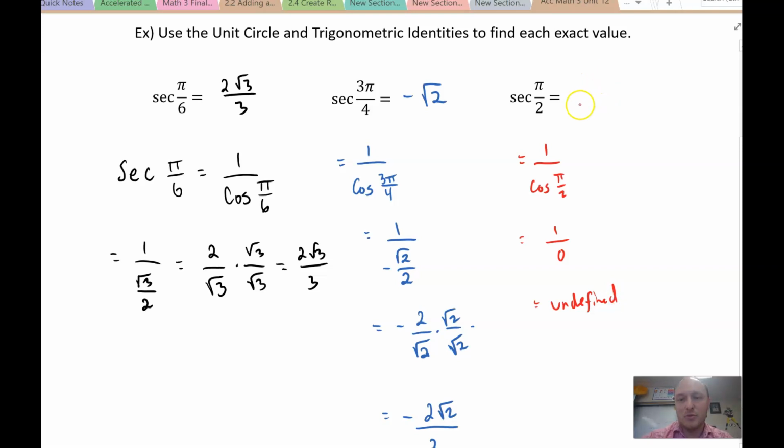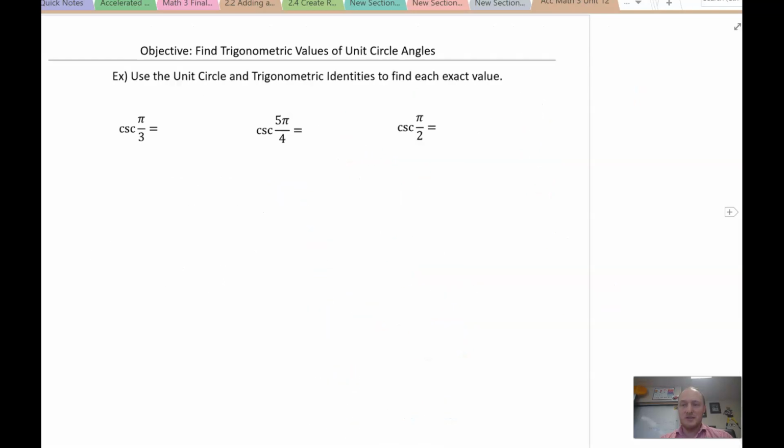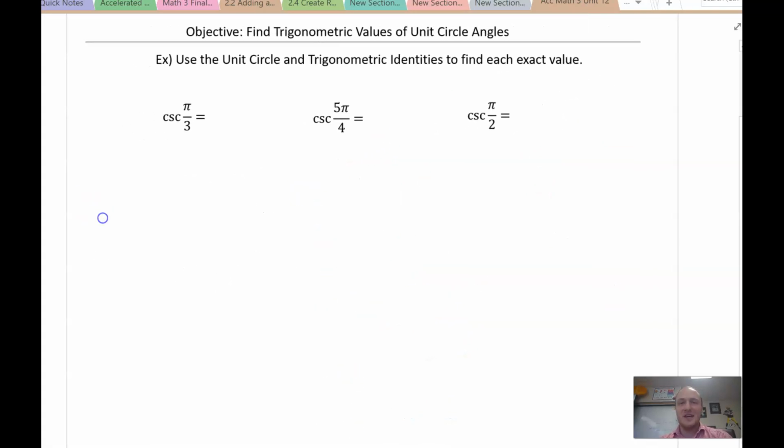Infinity, you'd have an asymptote here, right? So undefined. All right, let's go ahead and look at cosecant. Cosecant is the same exact idea, except my reciprocal identity is 1 over sine theta. And you have to know those relationships. That's kind of like the meat of these problems.